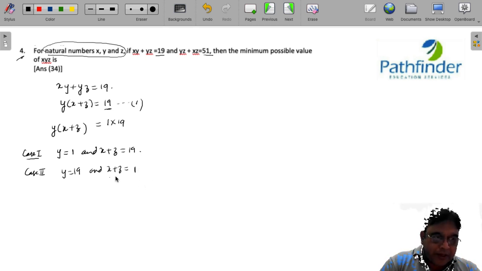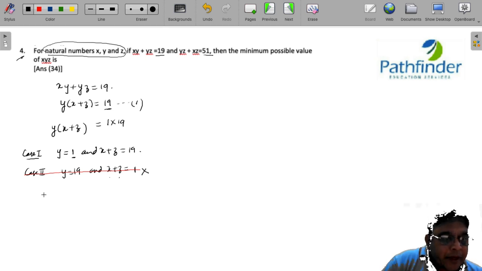Now, since both x and z are natural numbers, x plus z cannot be equal to 1. Therefore, we can just eliminate case number 2. Which means we've got the value of y as 1 and we've got the value of x plus z is equal to 19 from the first equation.